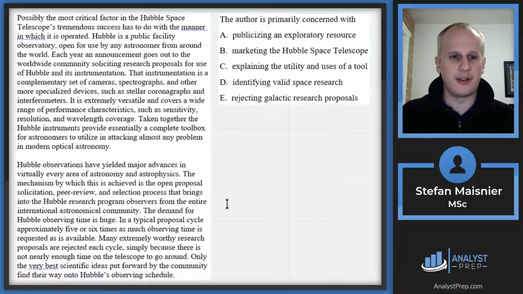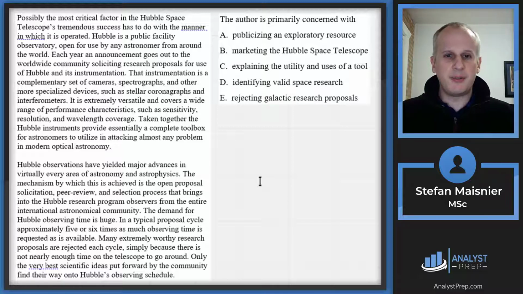So let's do that here now. Possibly the most critical factor in the Hubble Space Telescope's tremendous success has to do with the manner in which it is operated. Hubble is a public facility observatory open for use by any astronomer from around the world. Each year, an announcement goes out to the worldwide community soliciting research proposals for use of Hubble and its instrumentation. That instrumentation is a complementary set of cameras, spectrographs, and other more specialized devices, such as stellar coronagraphs and interferometers.